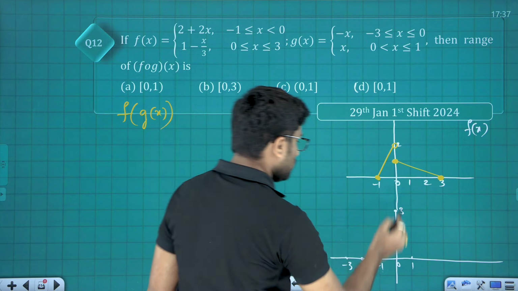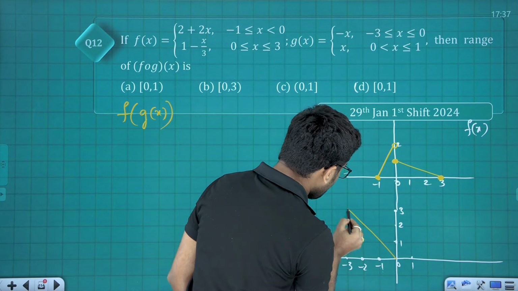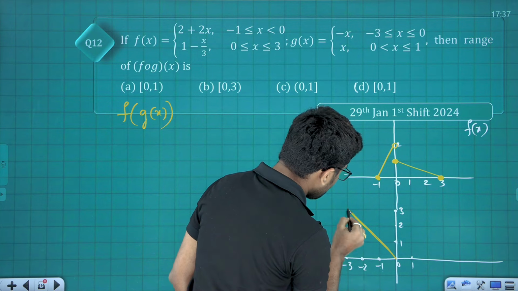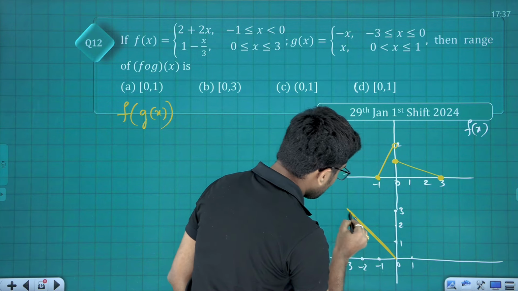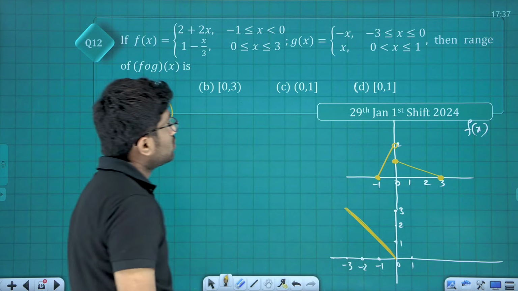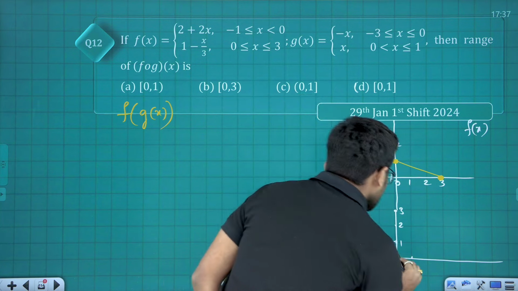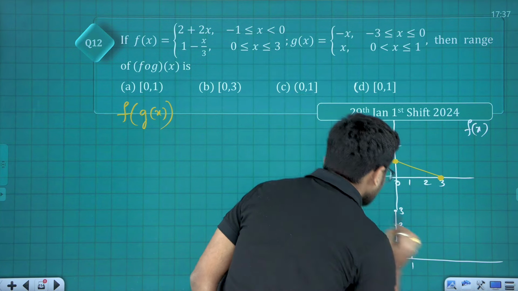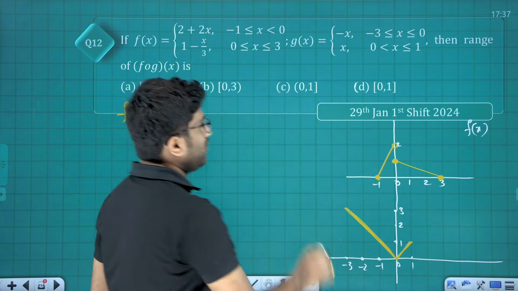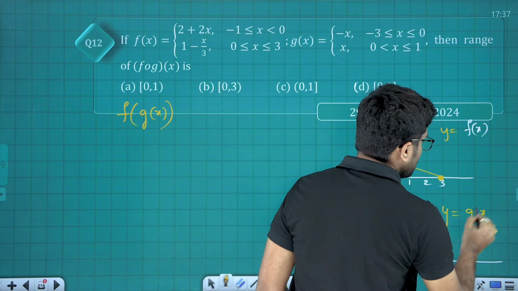So minus x means we already know the graph of y equals minus x. This is how it will be. Okay. y equals minus x graph. And from 0 to 1, the graph is this one. Okay, this is the graph of y equals f of x, and this is the graph of y equals g of x.